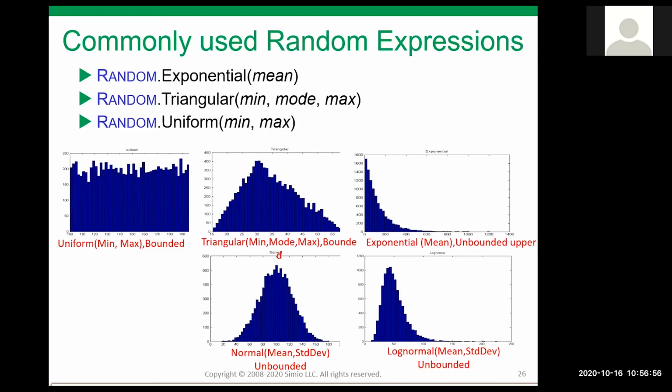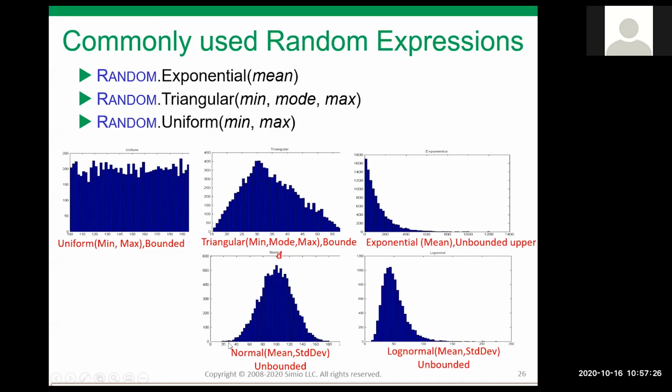Some commonly used expressions: the expression we used in our variability example was a random exponential distribution, which takes a mean. The exponential distribution looks kind of like this. Triangular distribution is also very common, and it looks like this. And a uniform distribution is also very common, and it looks kind of like that.